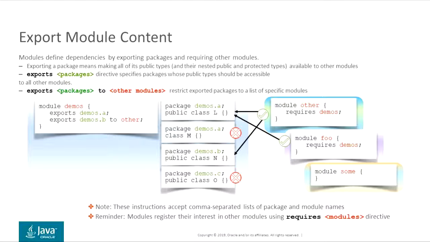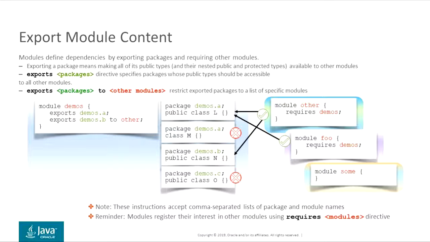So some module says, I'd like to make a particular package and members of it available to other modules: exports, and then the package name. You could qualify that you export package content to everyone or to specific other modules. Again, a comma-separated list is possible. In this example, we're saying module other could see package contents of package A. Well, it's class L, a public class, so it could see it. It could see contents of package B, demos B, some class N.